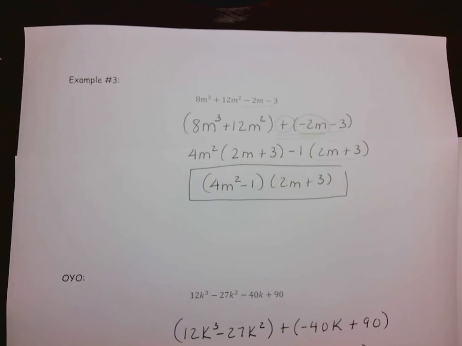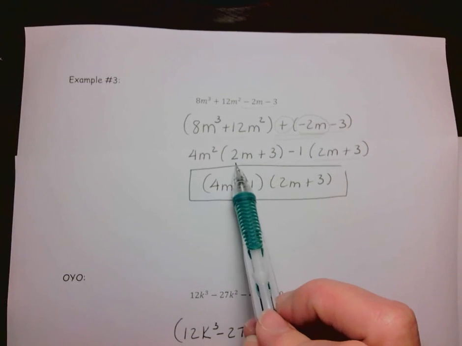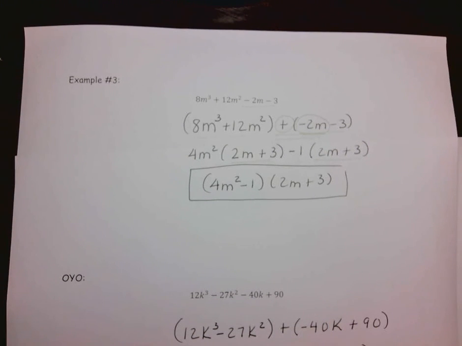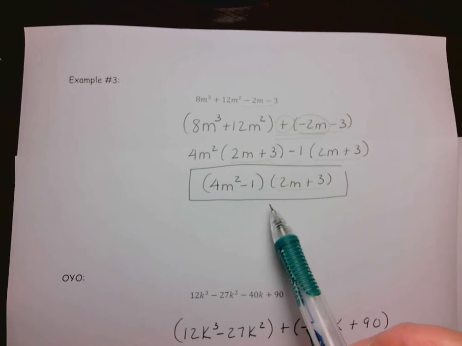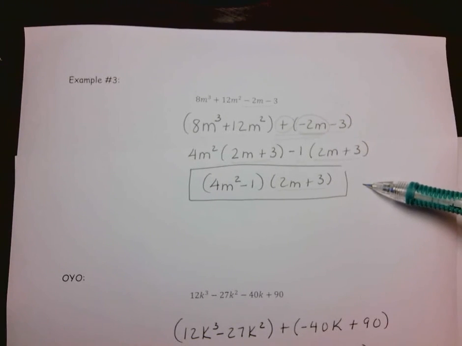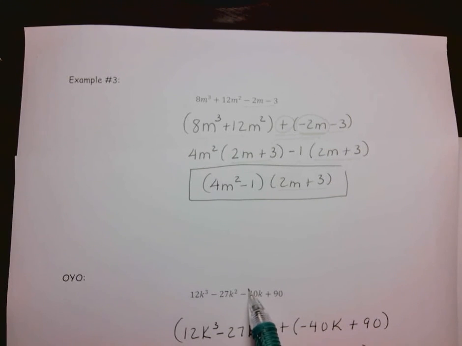Okay, and so now what do I do? I'm left with a common factor of 2m plus 3 in each term. I factor that out, and this is what I have left once I do so. So this is my final answer. Okay, so now go ahead and hit pause and work out this problem on your own. And be careful, don't forget about that negative.